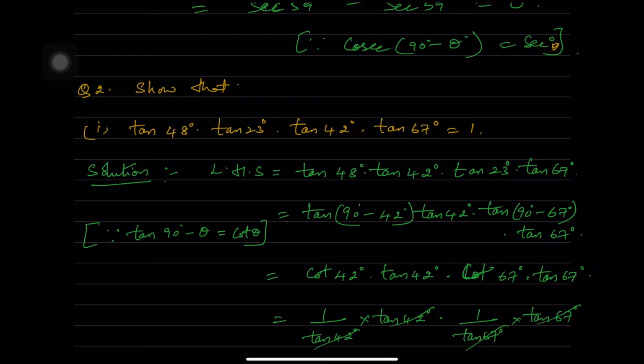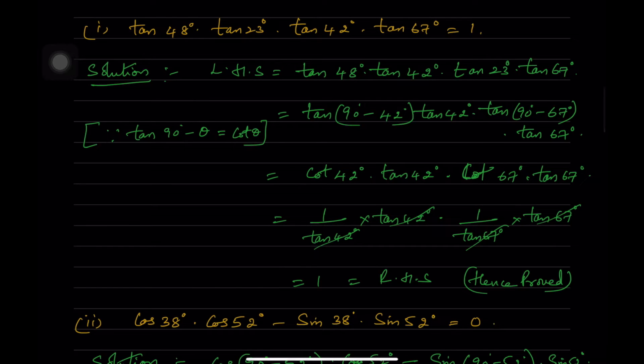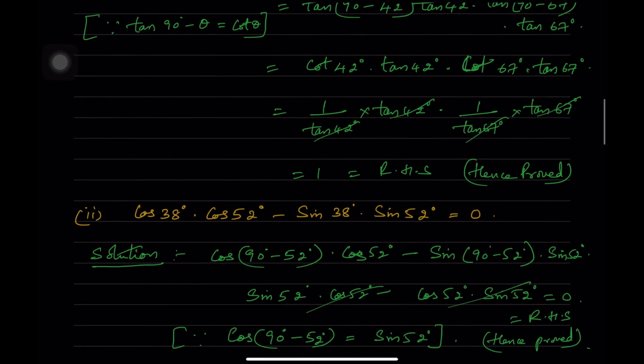So tan 90 minus 42 I have written for tan 48, into tan 42 as it is. Tan 23 can be written as tan 90 minus 67, into tan 67. Tan 90 minus theta is equal to cot theta. Therefore tan 90 minus 42 is cot 42, into tan 42, into cot 67, into tan 67. Now you know that cot can be written as 1 by tan, or you can write tan as 1 by cot also. Anything you can do. So everything gets cancelled, and that is equal to 1, which is equal to RHS. Hence proved.